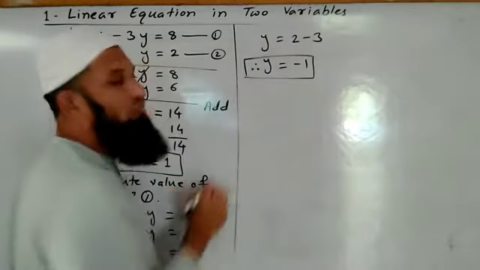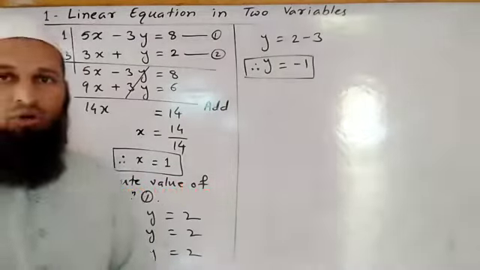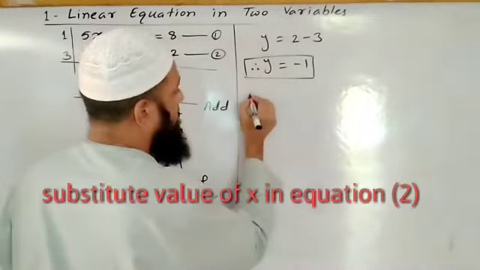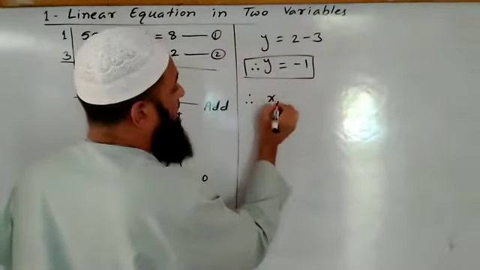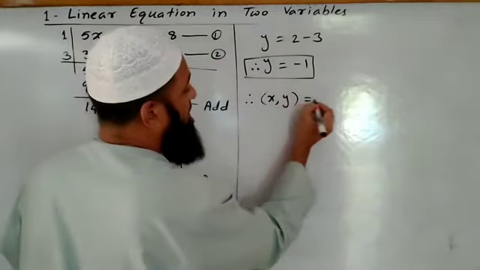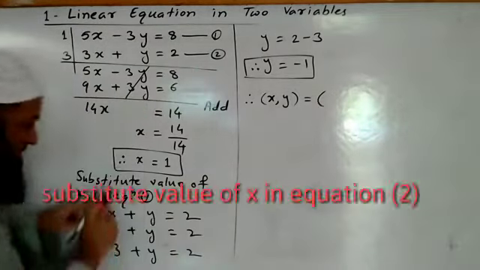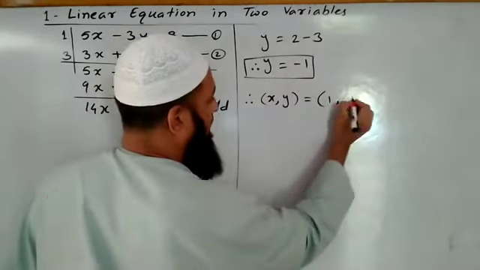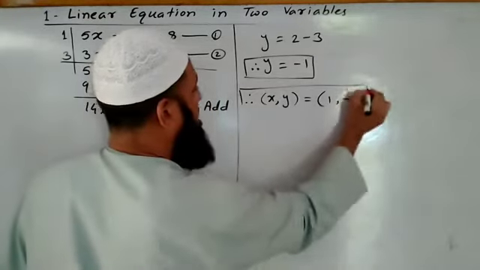So we got the value of y also. The value of y is minus 1. Now finally the solution is, therefore, (x, y) is nothing but, what is the value of x? x is 1, comma, and minus 1. So this is the final solution.